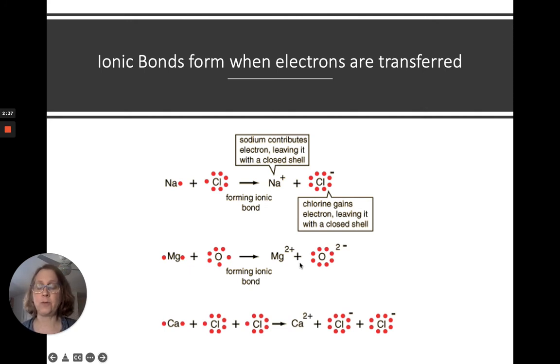Note, this is a transfer. They're not sharing. Magnesium has given away its electrons, but they stick together because of that electrostatic charge, which is very strong. And again, the ratio doesn't have to be 1 to 1. Calcium has 2 valence electrons, so by losing 1 to each one of these chlorine atoms, you form a calcium with a 2+ and 2 chloride ions with 1-. And they stick together in a ratio of 1 calcium ion to 2 chloride ions. So that's an ionic bond. The key word here is transfer.